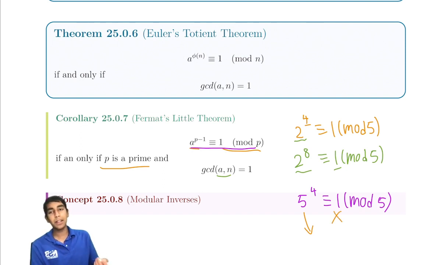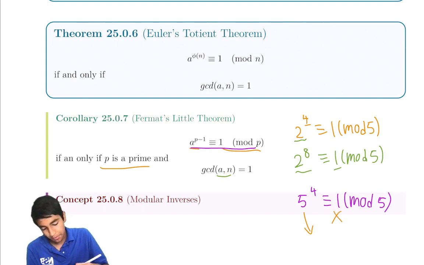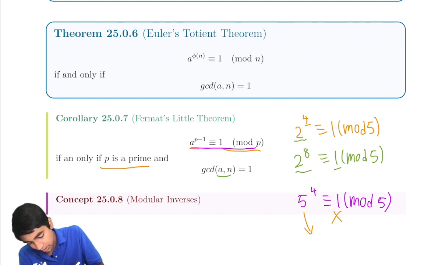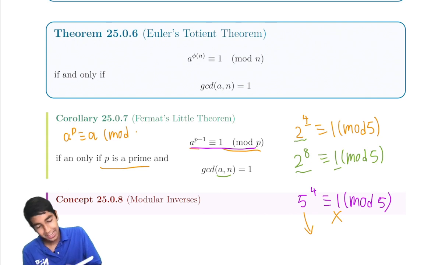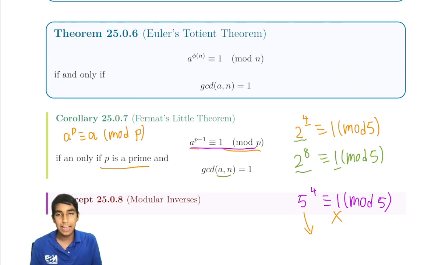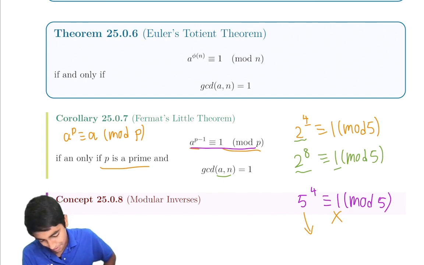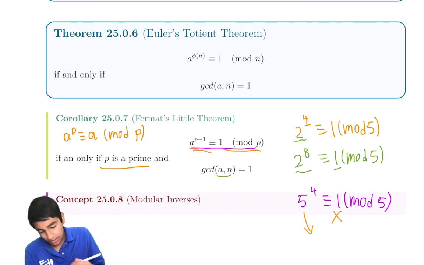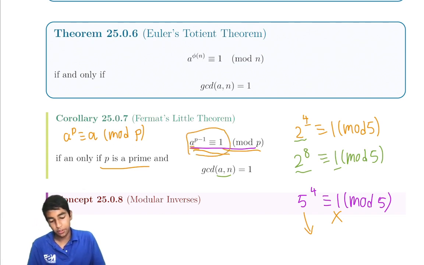So that's why it's sometimes more helpful to use this version of Fermat's little theorem, which states that a to the p is a mod p. And this is actually kind of easier to remember. A to the p is a mod p. It's like a p, then a p. So it's much easier to remember than this version here. So basically, it's this as long as a is not a multiple of p for Fermat's little theorem.